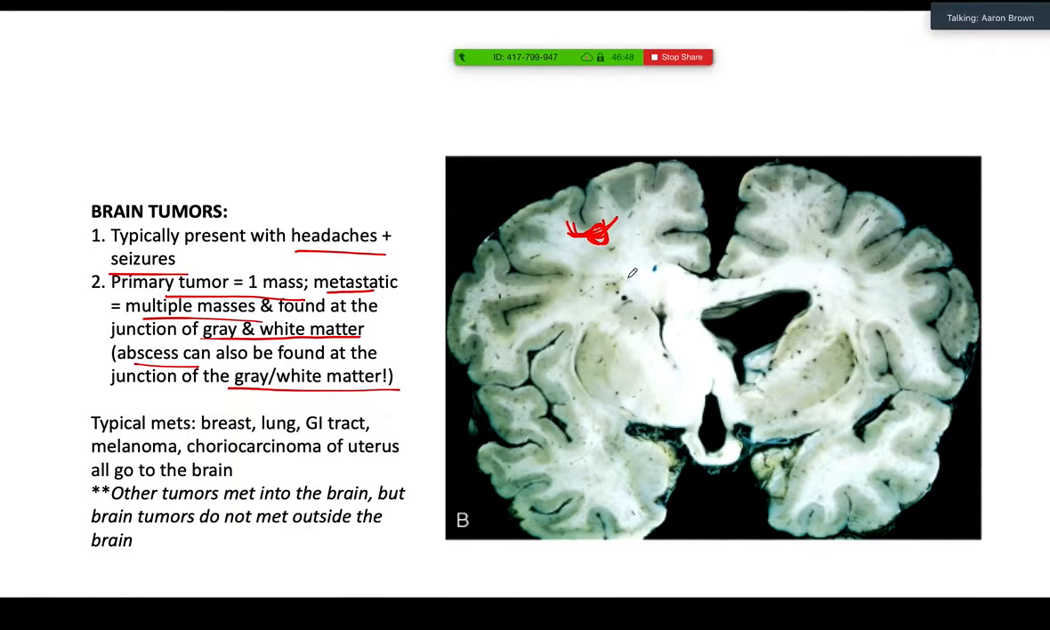Same thing for metastatic emboli. Here's where the capillaries are, and so it may get lodged there, and that's where the tumor will start to form if it's a secondary tumor, right? So typical metastases: breast, lung, GI tract, melanoma, and choriocarcinoma all go to the brain. Okay, great.